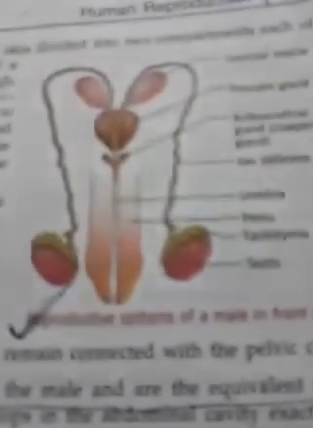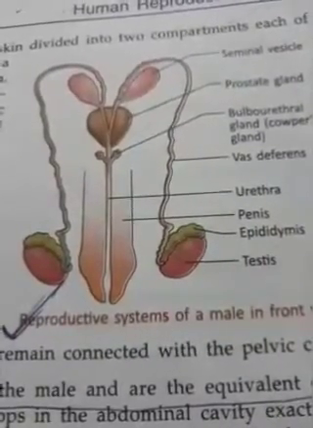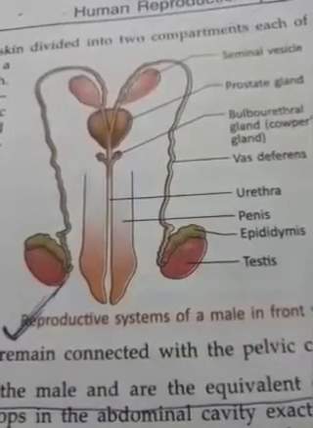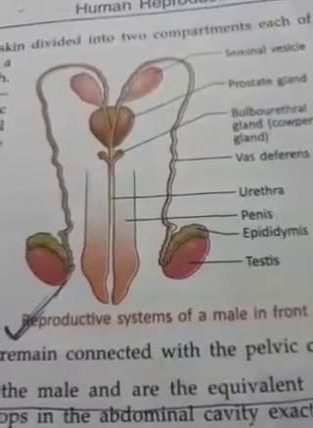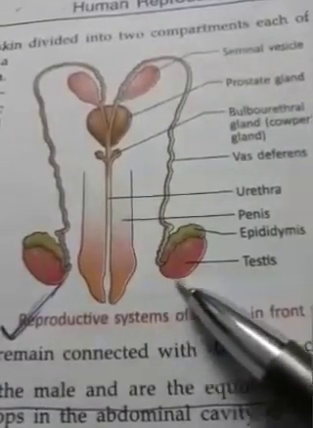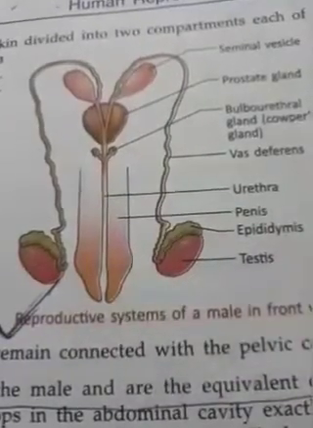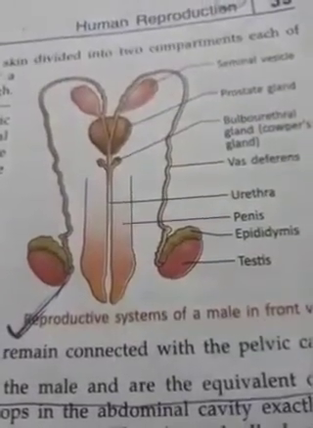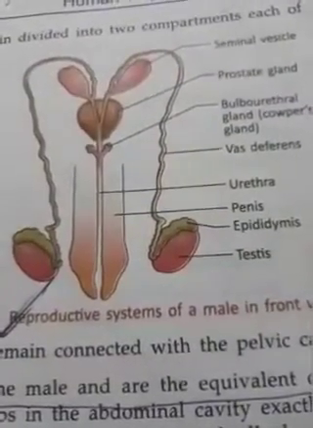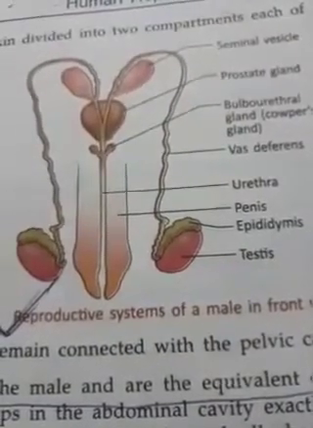This is a diagram of the male reproductive system. My first topic will be the scrotum. In this diagram you will not be able to find the scrotum drawn or labeled, but it is just a covering outside each testis. The scrotum is a pouch of deeply pigmented skin which is divided into two compartments, each containing one testis.